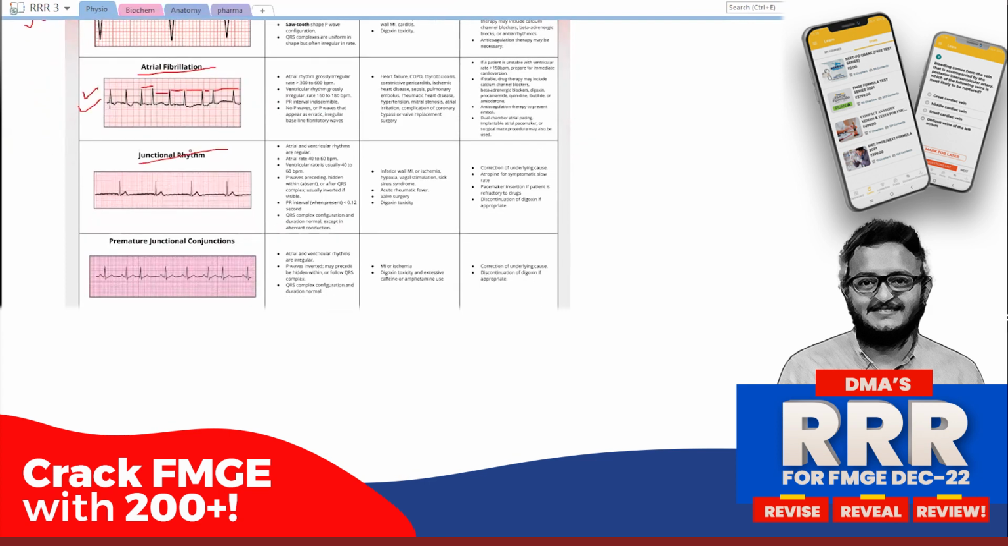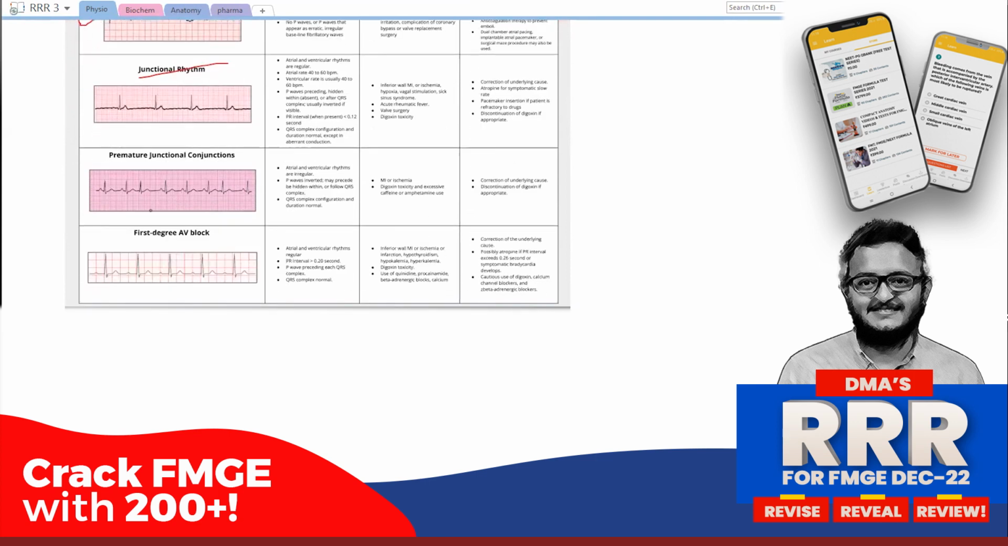Junctional rhythm, I don't think it will be asked, but let me be very clear. There will be absence of P wave, no P wave, and regular rhythm and slow. Junctional rhythm will always be 40 to 60, less than 60.